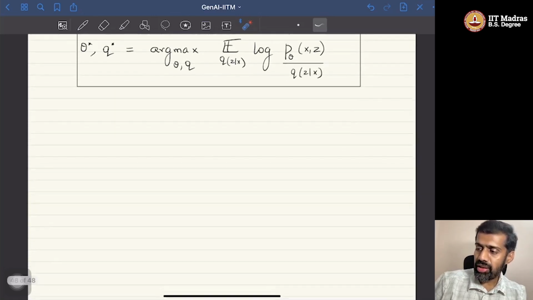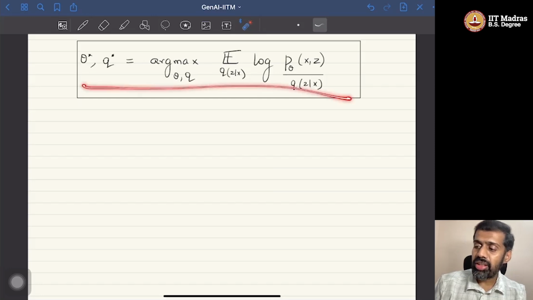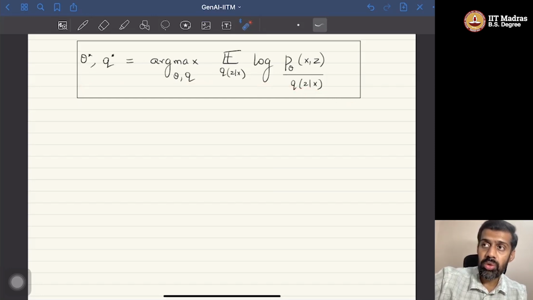Now let us look at an example from the classical machine learning community for this particular algorithm, and then we will extend this to deep generative models, which is VAEs and diffusion models. So again, I am reiterating, be it VAE or a diffusion model, all the latent variable models are based on this principle of ELBO optimization.